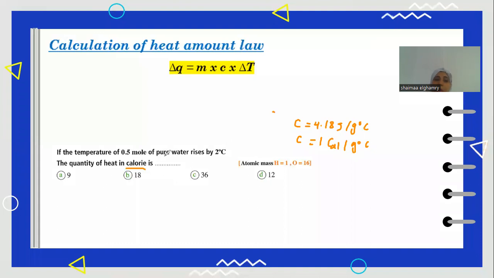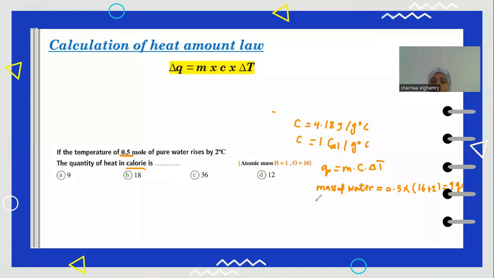So we are going to use this rule, which says Q equals m c delta T. But here we don't have mass. We have the number of moles of pure water. So we are going to calculate the mass of water, which equals number of moles, which is 0.5, times molar mass, which is 16 plus 2 of hydrogen, which is 18. So the mass of water that we have equals 9 grams.